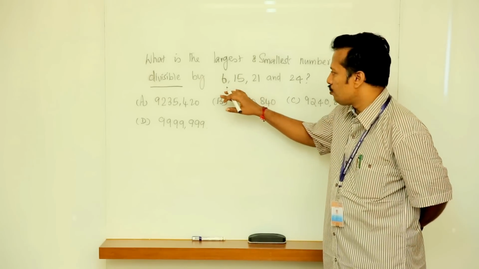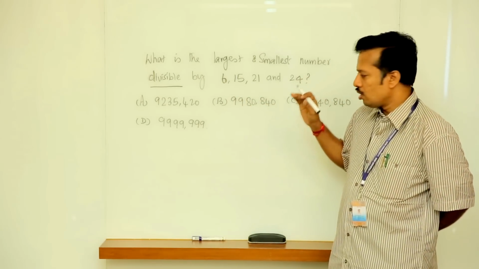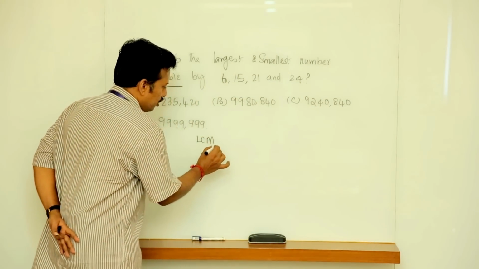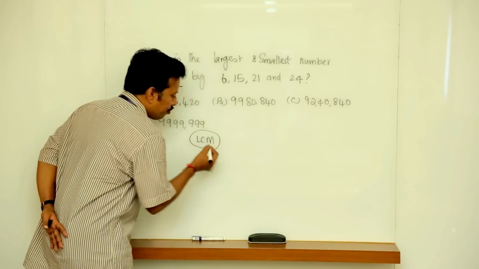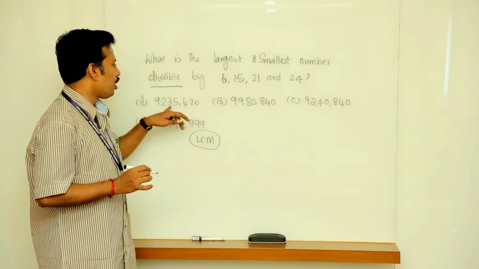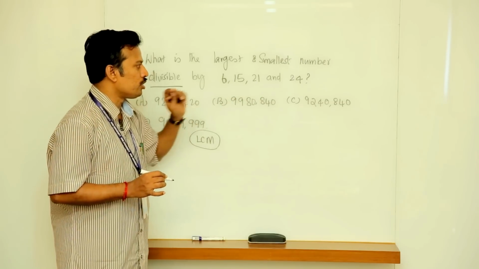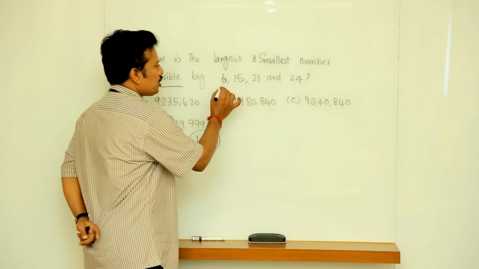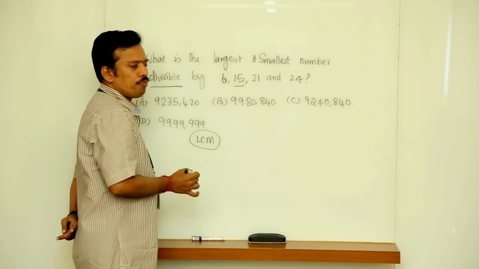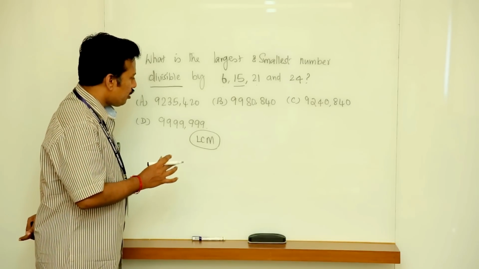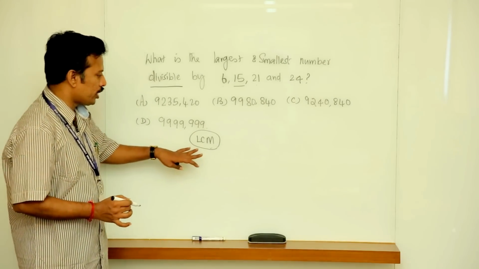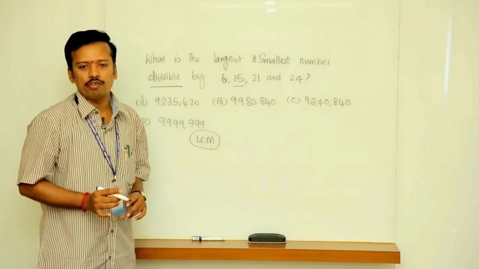Whenever you come across a problem of this nature, even if it is related to LCM, try to answer without finding LCM. That is what you need to check now. The choices given here are 9,235, 420, and so on. Look at the values 6, 15, 21, 24. This is a multiple of 5. Try to eliminate the answer choices without actually finding LCM. That is what is actually expected while solving questions in competitive exams.